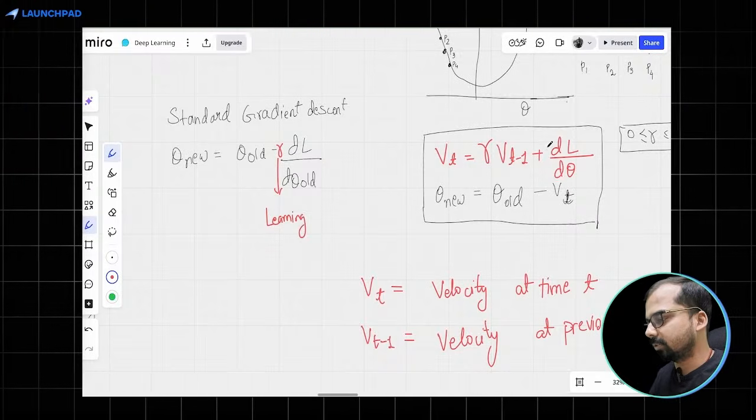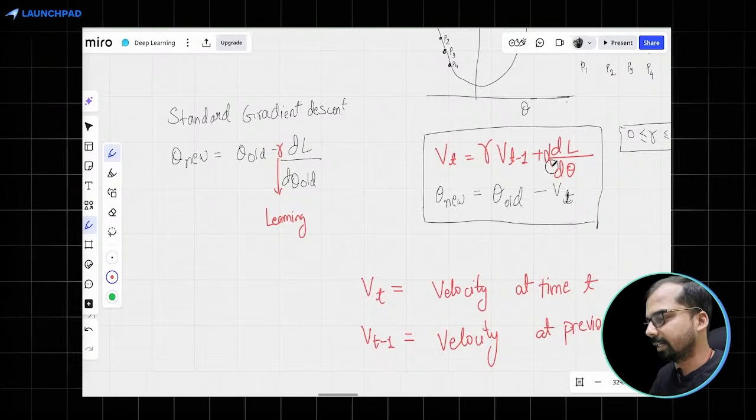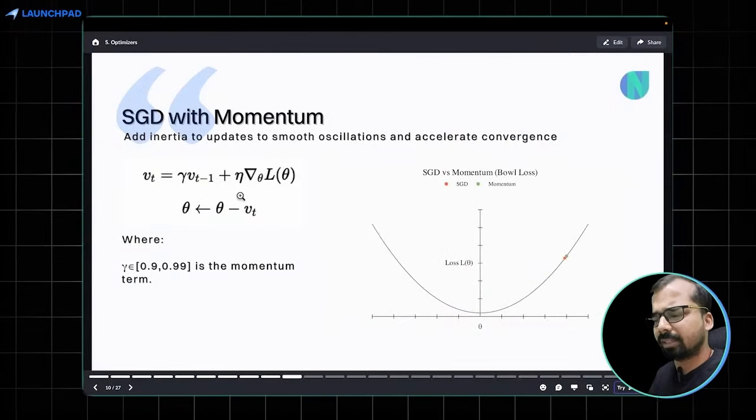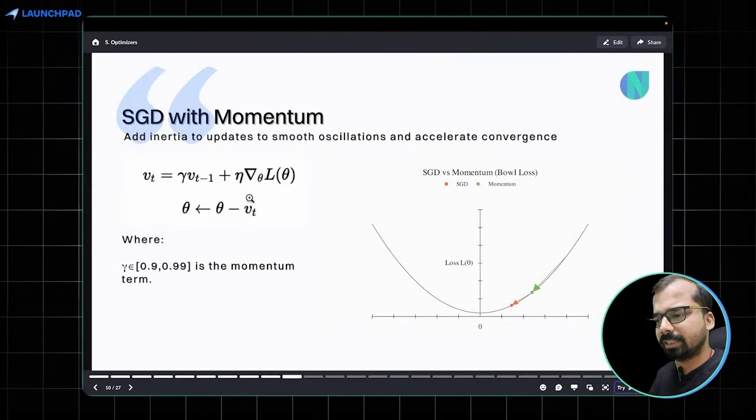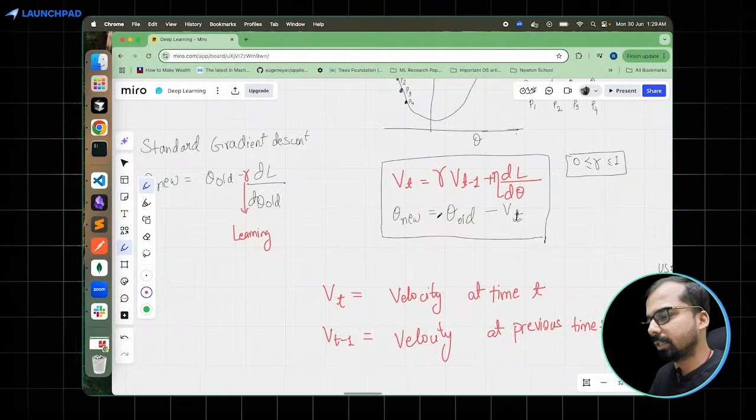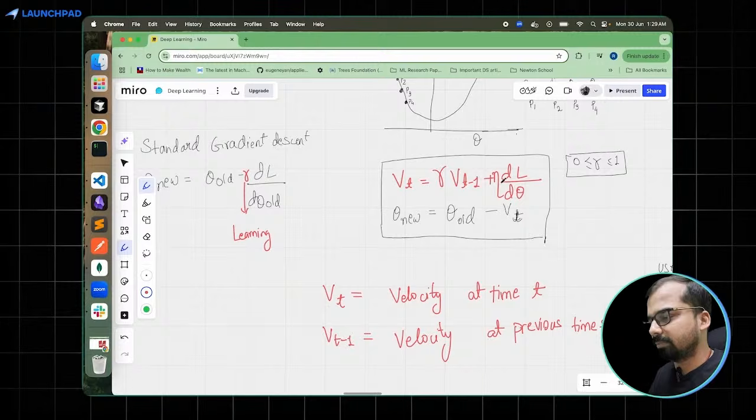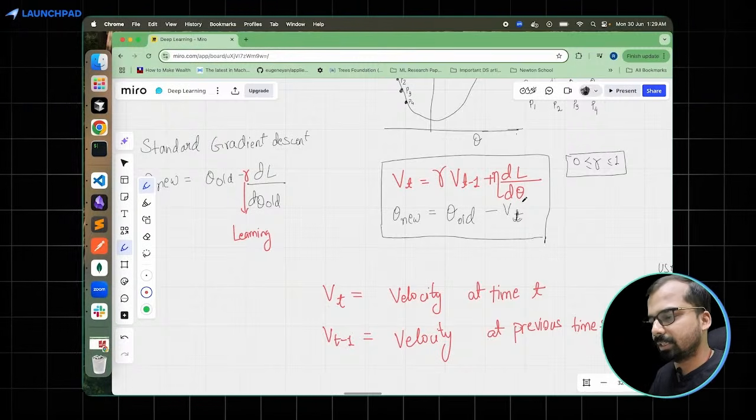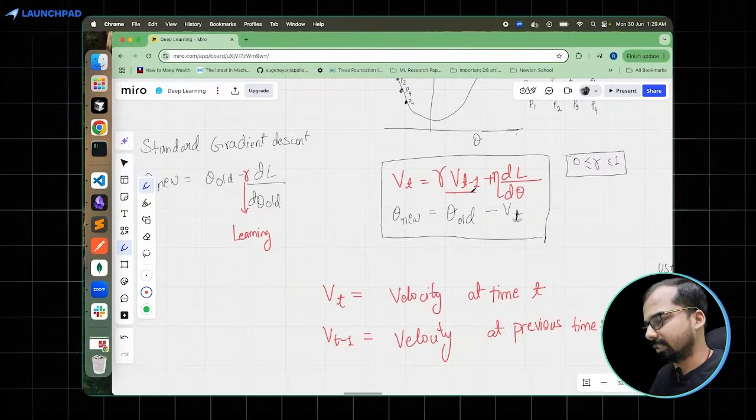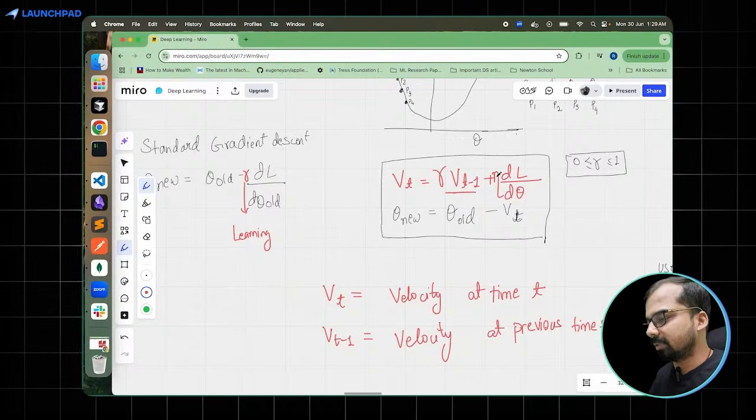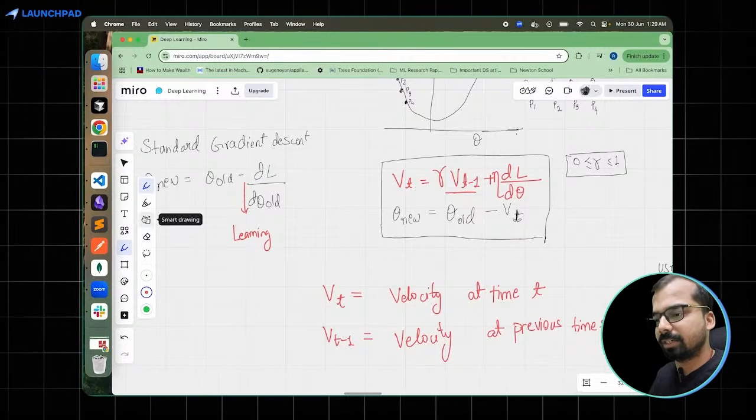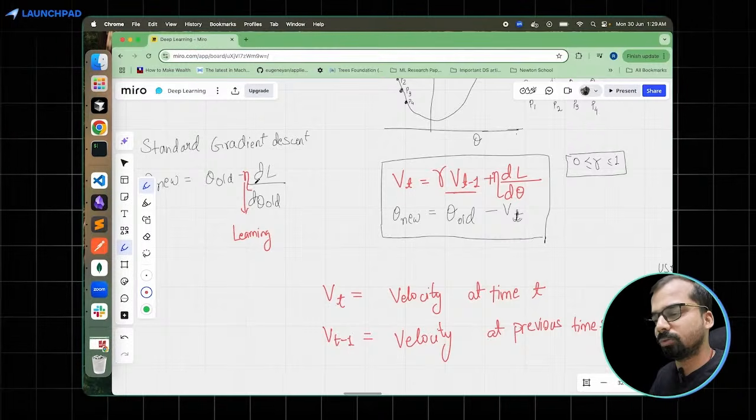right? And here also we'll have some learning rate. Let's call this alpha, right? Over here it is written as eta, right? So let's use that same symbol eta over here also. So gamma times V t minus 1 plus eta times dL by d theta. So V t minus 1 is the past velocity, the previous velocity, and this term eta times dL by d theta is actually coming from our standard gradient descent. So here I'll also use eta.